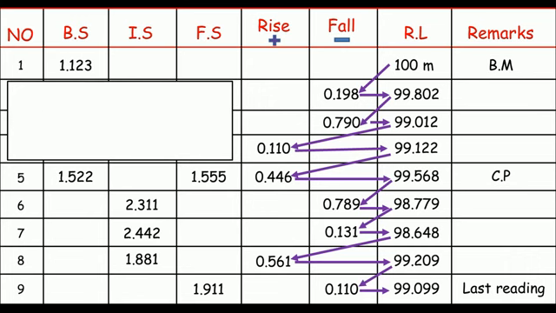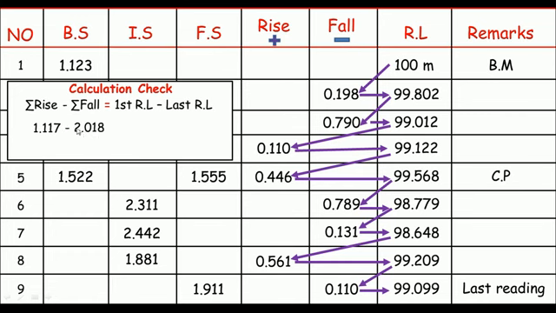Let me try the second one. In this calculation check, the summation of rises minus the summation of falls must be equal to the first RL minus the last RL. The summation of rises is 1.117 and the summation of falls is 2.018. The first RL is 100 minus the last RL, 99.099. Do some maths, we get the calculation like in this form. Oh, you can see both sides of the equation are the same. It means the calculation is okay.